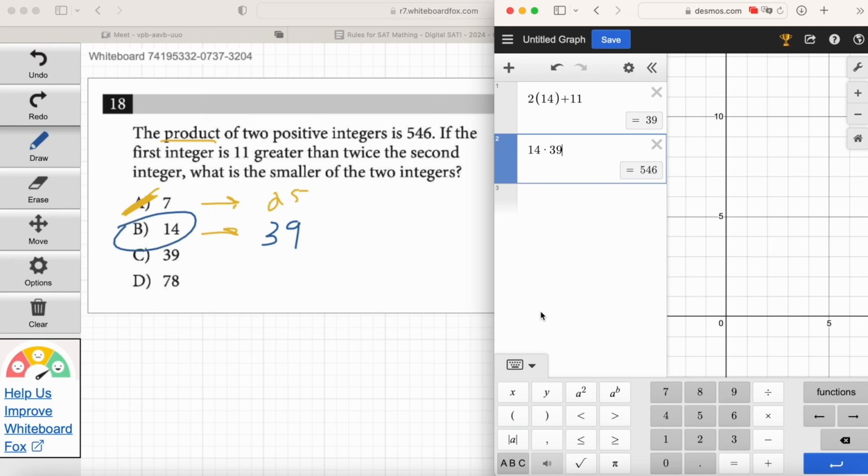Answer choice B. This is an example where, if you got the right answer, you can stop here, right? Because if 14 works, the others just aren't going to work. They're going to be way bigger than 546 when you multiply them, because we're going to get twice 39 plus 11 and then multiply that by 39, whatever that is. They're going to be too big. So we can stop there. Does that make some sense? Yes. Much easier than trying to set up the system of equations here.